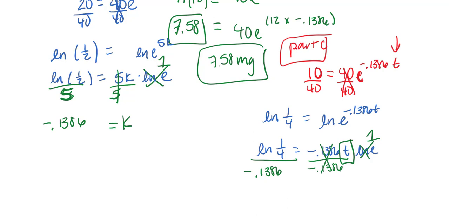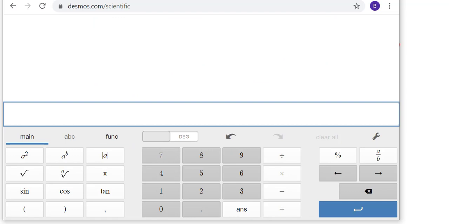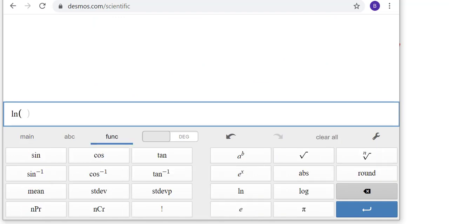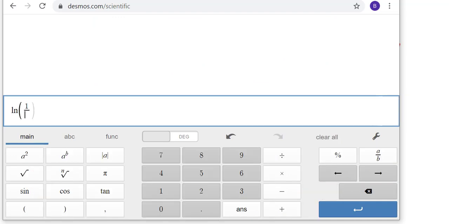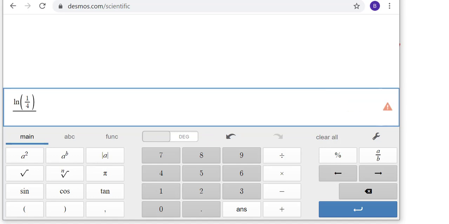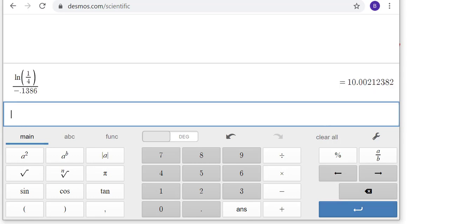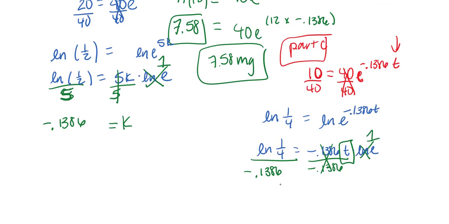So let's get our calculators out. We'll go to the function, take the natural log of 1 divided by 4, and close it. Then we divide by negative 0.1386. And what do we get? Well, we get 10.00. So that's essentially 10. So what's our time? That's going to be 10 hours until there are 10 milligrams remaining.